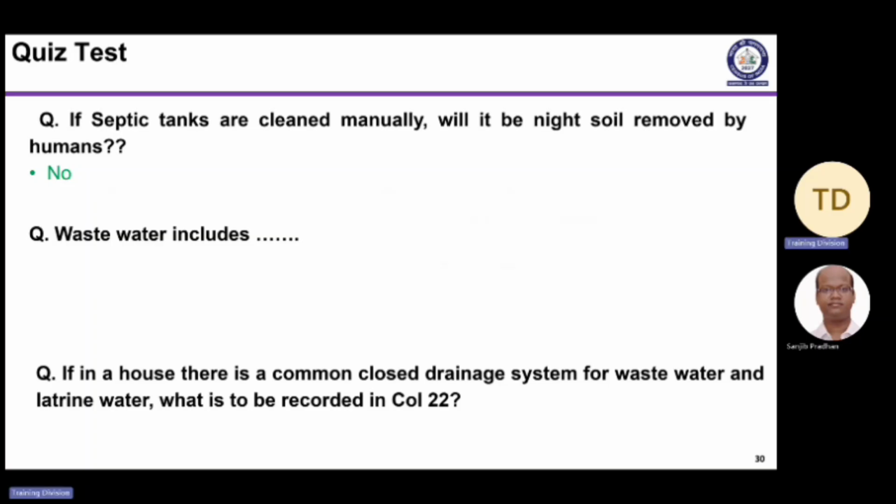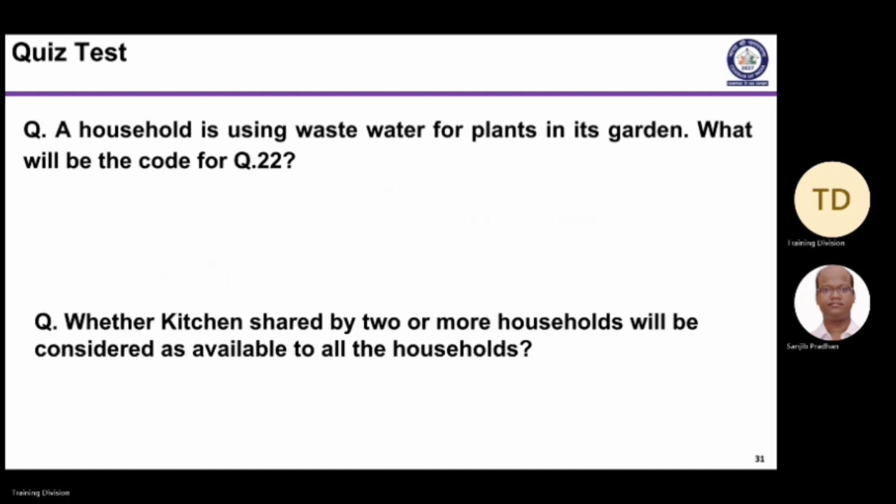Okay, it's a closed drainage system. Whether a kitchen shared by two or more households will be considered as available to all households. Yes. This yes, no? I'll come to the first, because the answer is coming for the second first. Okay, so it is yes, no?